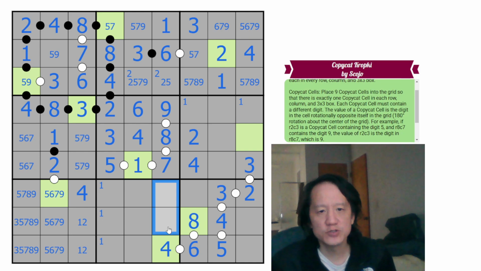This becomes 2, 3, and 5. This can't be 2 or 3. Therefore, this is 5, which forces this to be 2. This can't be 2. So this has to be the 3. The 3 can't be here, which forces the 3 in box 7 to be here. That's 3 in the corner.